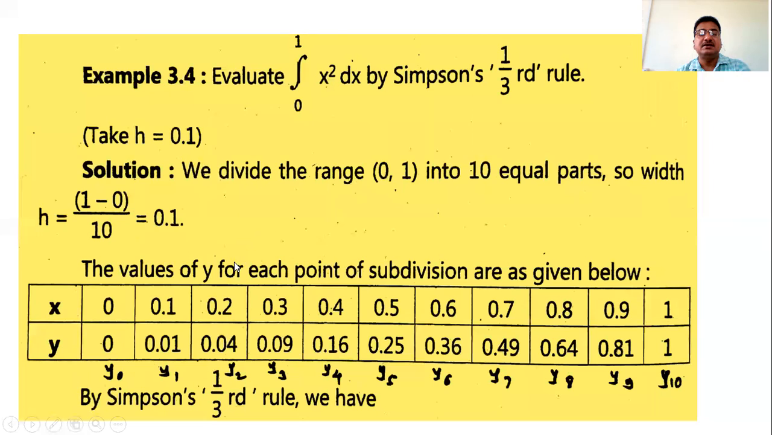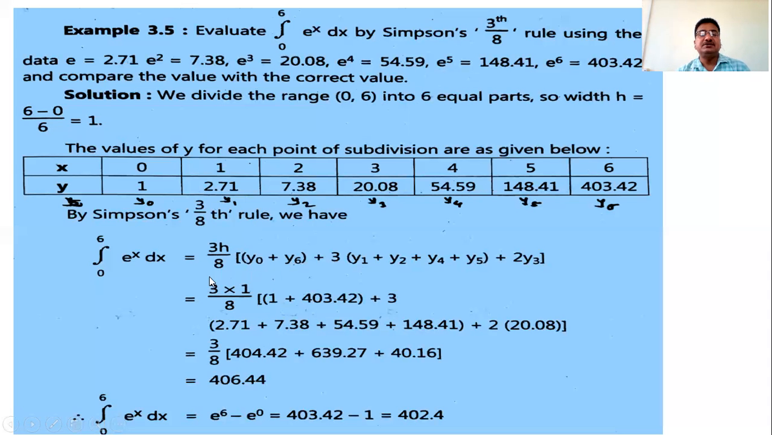So here h is given. We can also find h from this table, that is, the next value minus the previous value. So substitute all the values of h and y0 to y6. We get this answer, 406.44. So this is the answer, and we can tally the answer with the correct answer. So what is the correct answer?